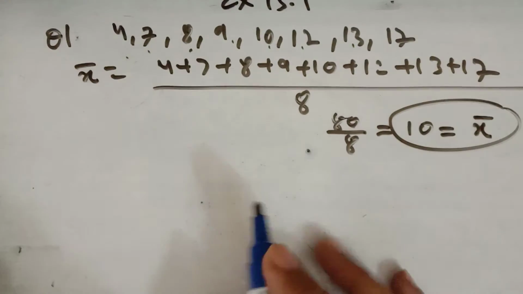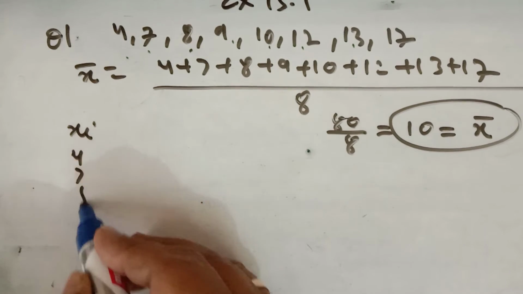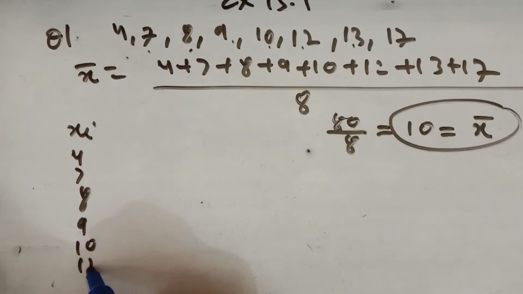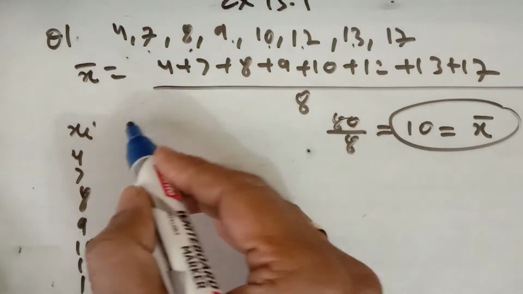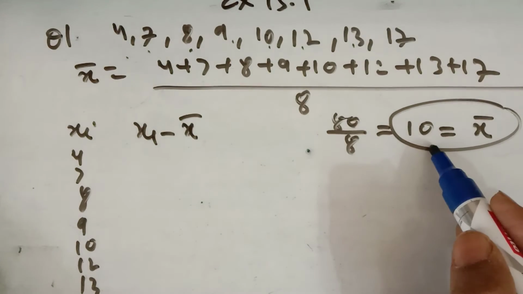So what you have to do is take the column as x i: 4, 7, 8, 9, 10, 12, 13, 17. Then you have to subtract the mean from it, which is coming out to be 10.